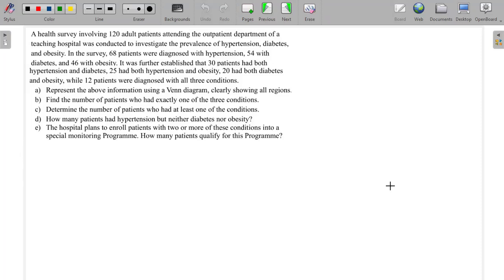pharmacy, any health-related program. This is a very good question to test your understanding of mathematics. So let's do the question. We'll explain the concept and then we'll do the question.